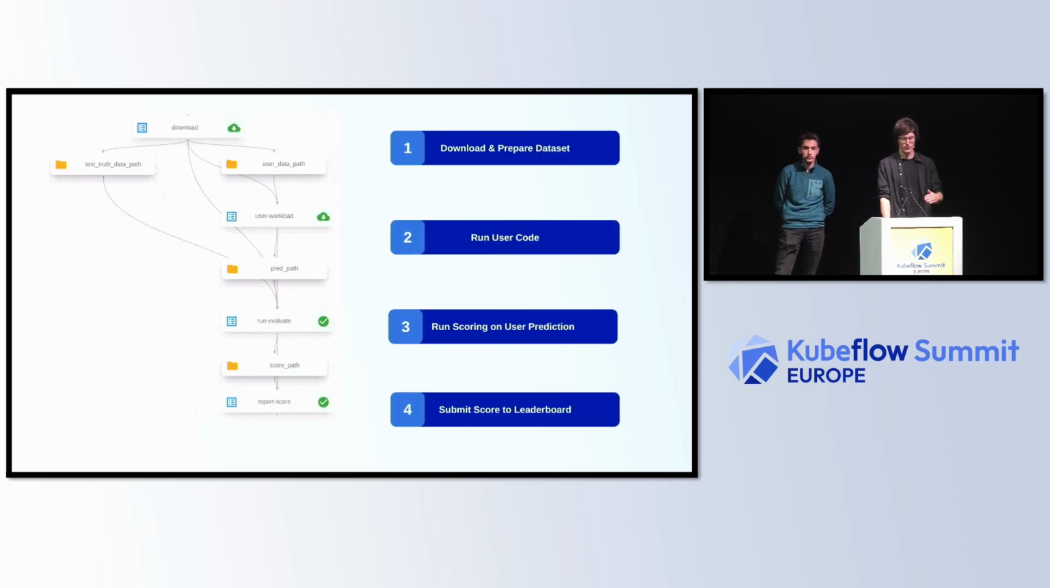If we look now through the different steps, we will go through all of them in detail in the next slides. The first step can be the download and the preparation of your data set, which will create the input data for the user code, but also the truth data set, the ground labels later for evaluation. The next step is the execution of the actual user code. The user writes this training code and also the inference on the test input data.